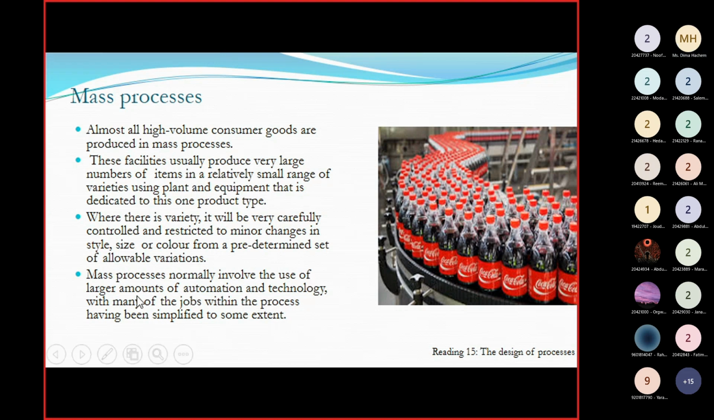Mass processes normally involve the use of larger amounts of automation and technology. You need technology, you need automation, with many of the jobs within the process having been simplified to some extent.